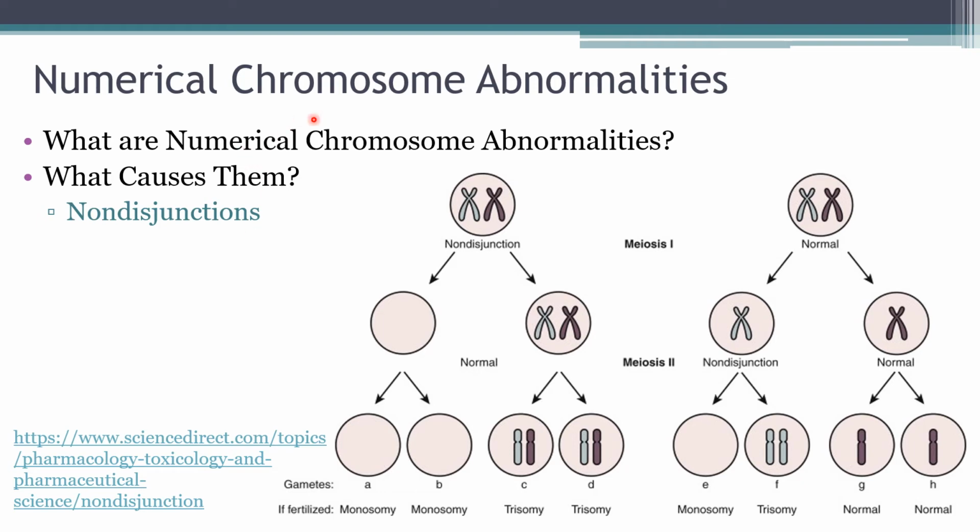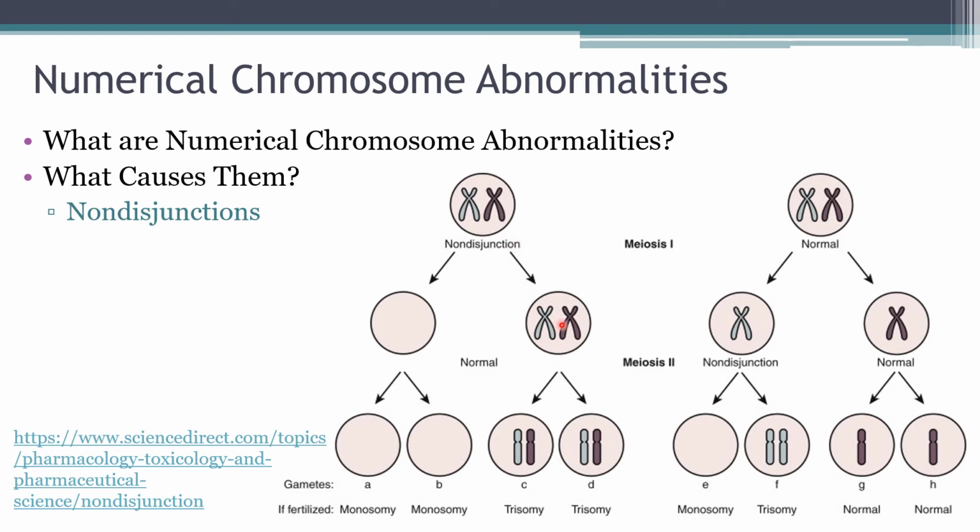Now, next I'd like to talk about some things that can go wrong in the process of meiosis. When things go wrong in meiosis, you can get what are called numerical chromosome abnormalities. These are errors that occur in meiosis that produce gametes with abnormal numbers of chromosomes, either missing a chromosome or having an extra chromosome, which is kind of what you're seeing in this example here. Monosomy means you're missing one of the chromosomes, and trisomy means you have an extra copy of one of the chromosomes. Now, one of the ways that this happens is what's called a non-disjunction.